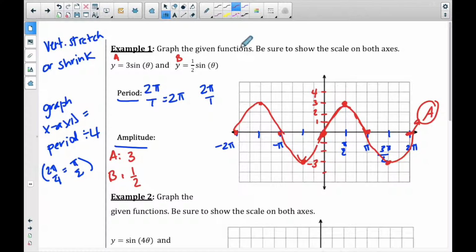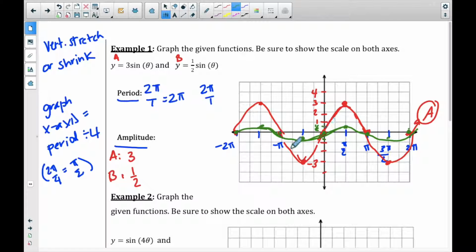The next one, though, only goes up 1/2. Its amplitude is only 1/2. So I'm going to have to pay attention to where my 1/2 is on here and where my negative 1/2 is. Because once again, it is a sine function. Sine functions start at 0, 0, but this one is only going to go up 1/2 for every pi over 2. And then down 1/2, and then down 1/2, and then up 1/2. And I can do the same thing in the negative direction, going down 1/2, up 1/2, up 1/2, down 1/2. And so now when I connect those, I'm going to get a much flatter wave.